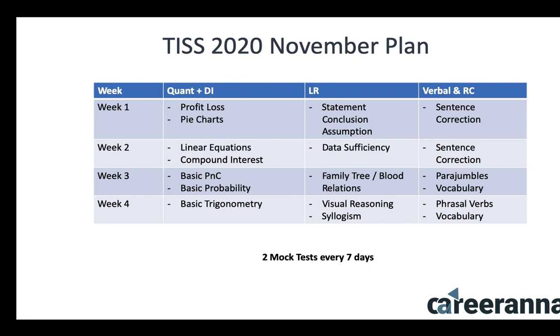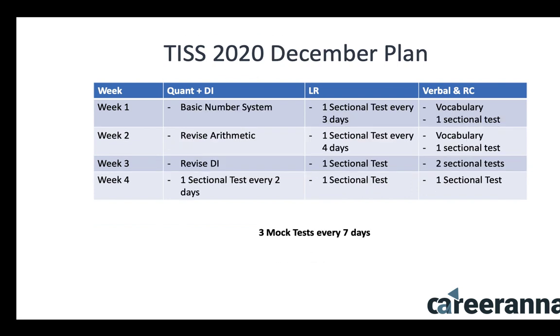And you should be taking 2 mock tests every 7 days in the month of November. That's how your November should look. Now moving to December plan, in week 1 you should be doing basics of number system.